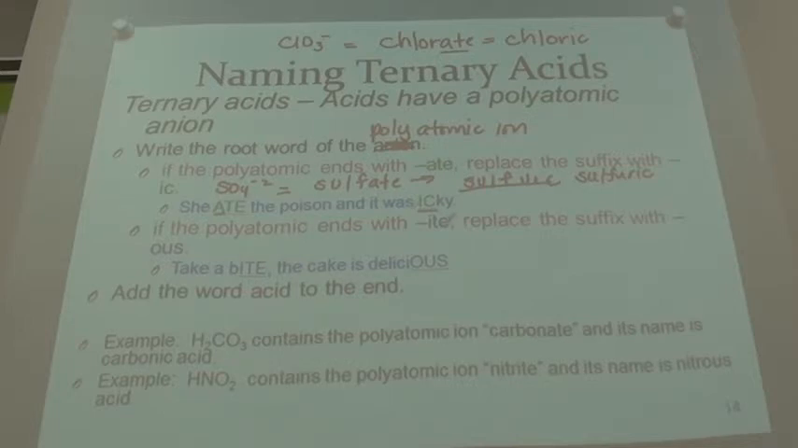Now, if the polyatomic ion ends in ITE, you replace the suffix with OUS. This is called, look at your sheet, nitrite. The ITE is replaced and becomes nitrous.